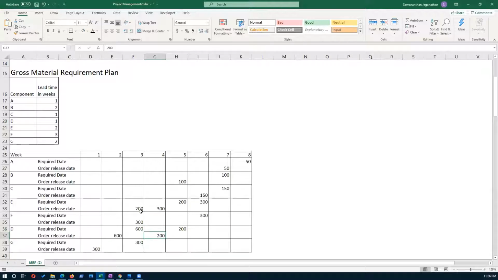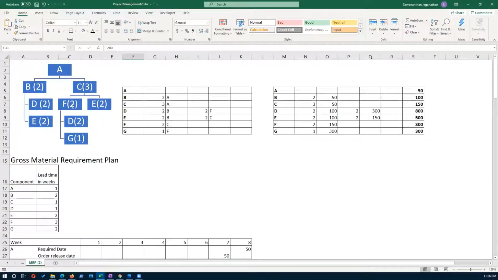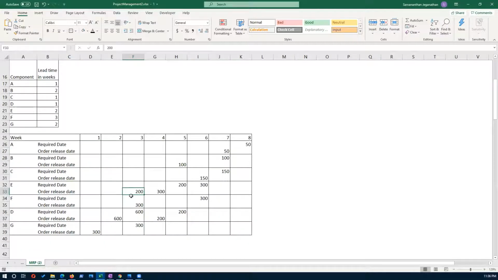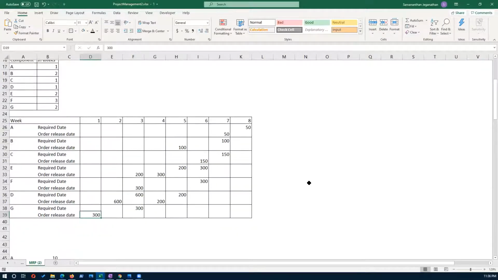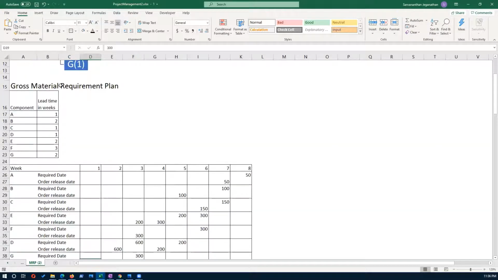And we also need D for F here. So 300 units of F require 600 units of D. So we are going to order that by week 2. And we also need G, one unit of G for each unit of F. So 300 units of G, and that has a lead time of 2 weeks. So we need to order that by week 1. All right, so that gives us the gross material requirements plan.